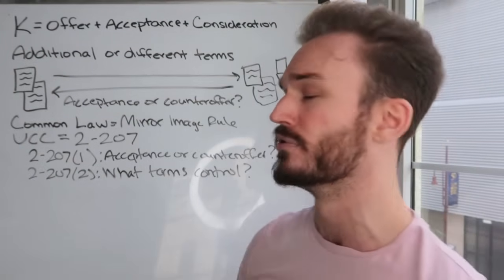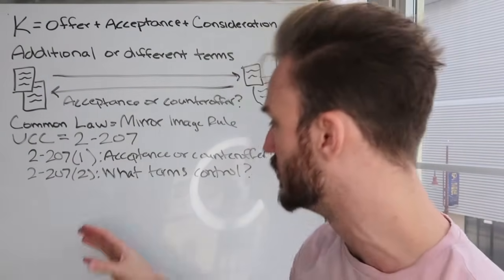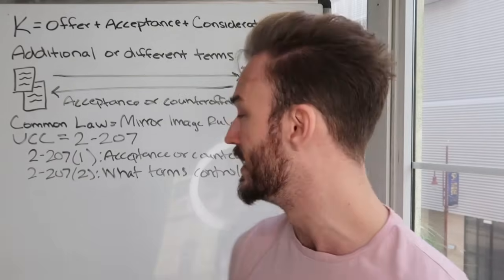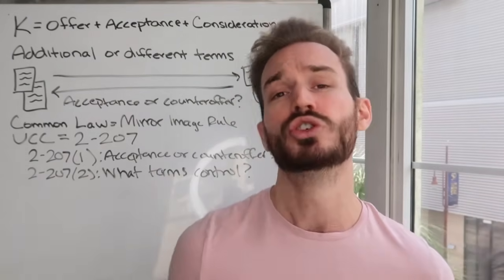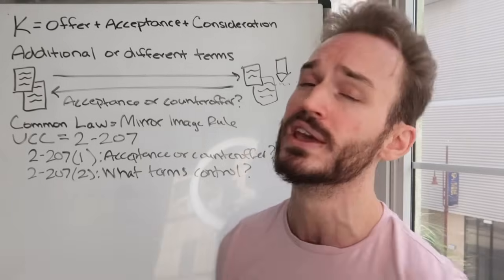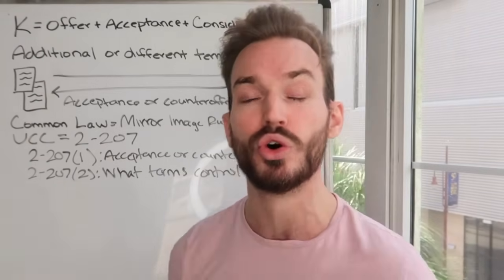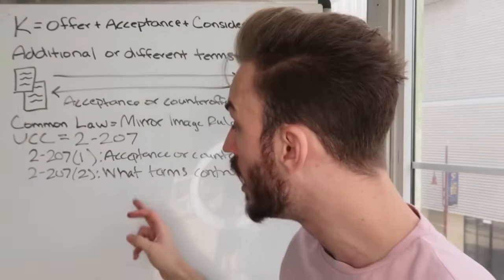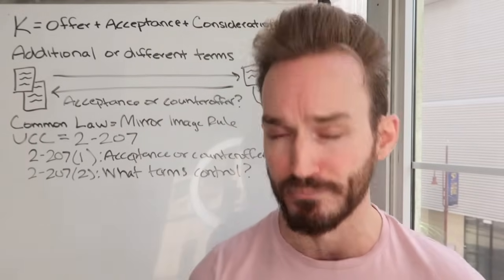Remember, that was 2-207(1). It's going to discuss whether you have an acceptance or counteroffer. Once you determine it is an acceptance under 2-207(1), the next question is going to be, what terms control? Do the additional or different terms control, or do we have to plug in UCC gap fillers?